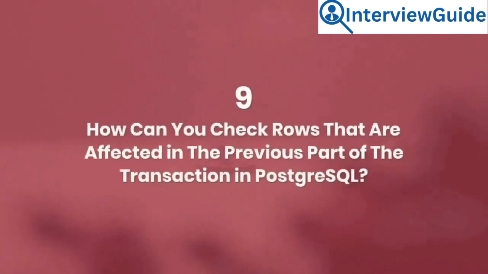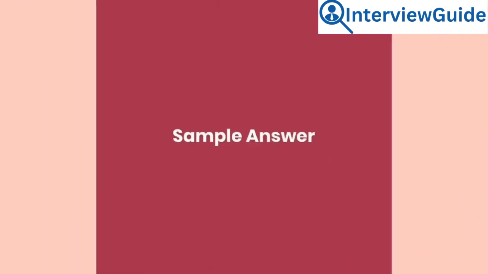9. How can you check rows that are affected in the previous part of the transaction in PostgreSQL? Sample answer.